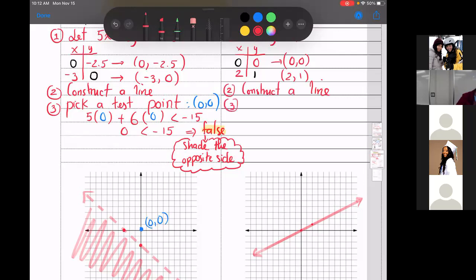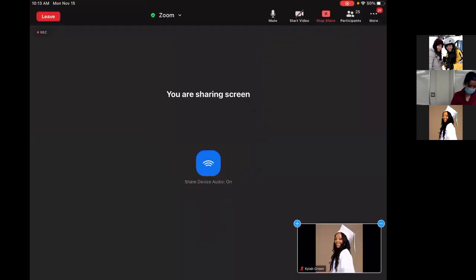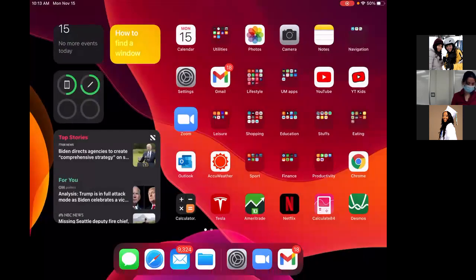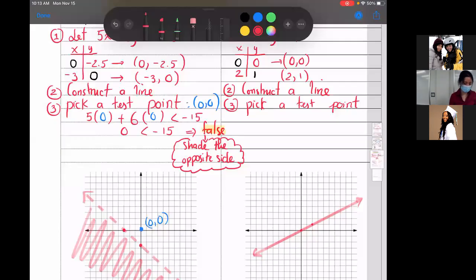Now step 3, you're going to pick the test point, which is... Oh, I'm so sorry. You said the test point could be anywhere on the graph? My bad. Yes, anywhere on the graph. Hang on, I turned off my iPad by accident. Let me share the screen again. All right, there you go.